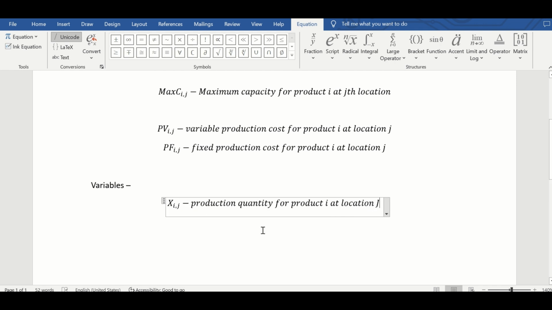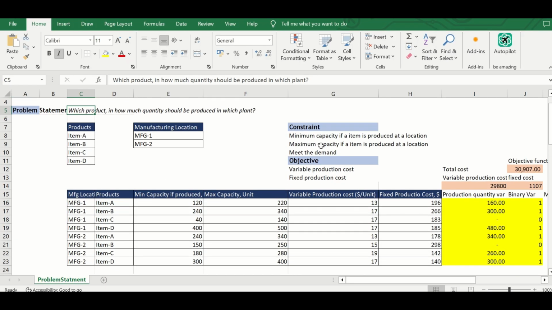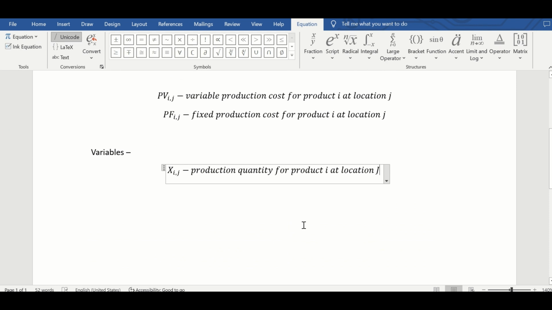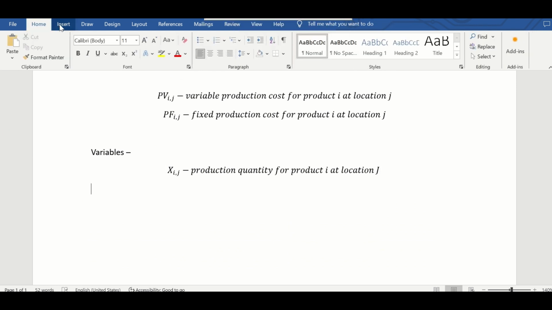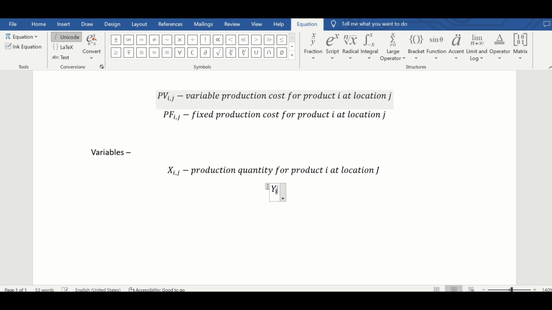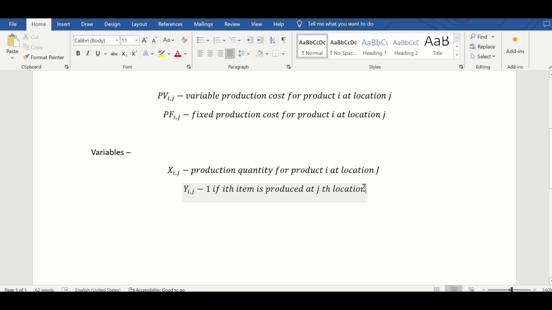The second decision variable that we need, since we also wanted to apply the minimum capacity if an item is produced at a location and the maximum capacity if an item is produced at a location. To find out if an item is produced or not, which is a yes or no decision, we'll introduce a binary variable. Let's name this binary variable y. This would also be at the I comma j level, and this would be 1 if the ith item is produced at the jth location. This will be the binary variable, otherwise 0.